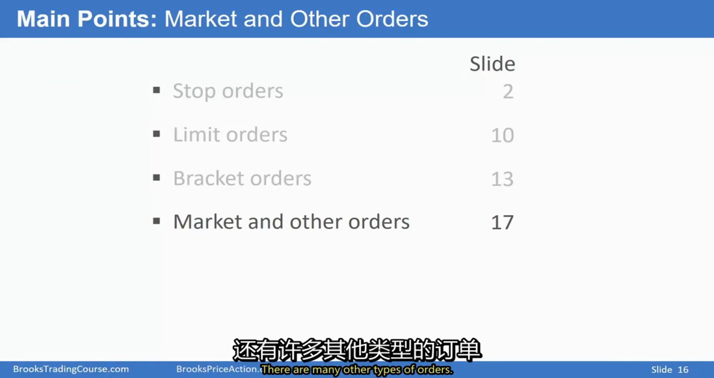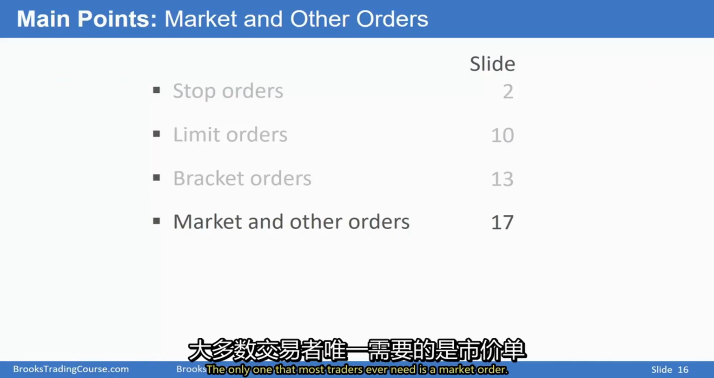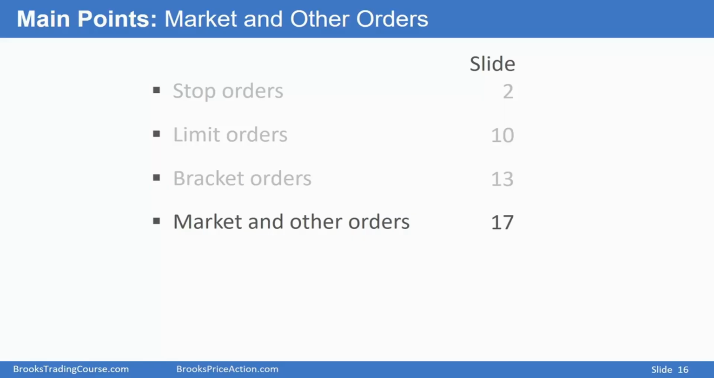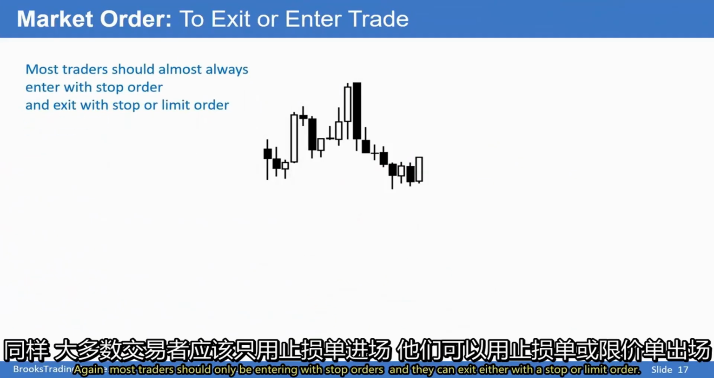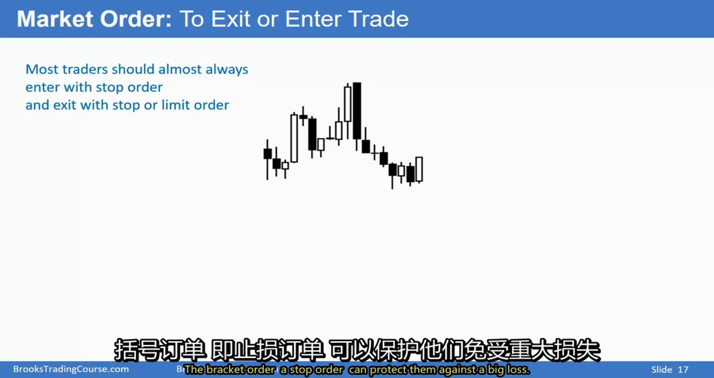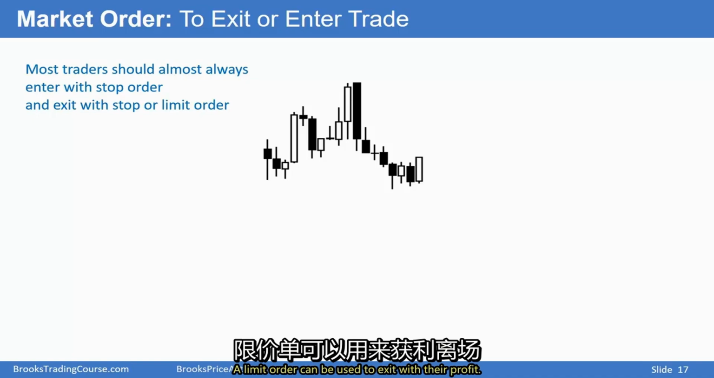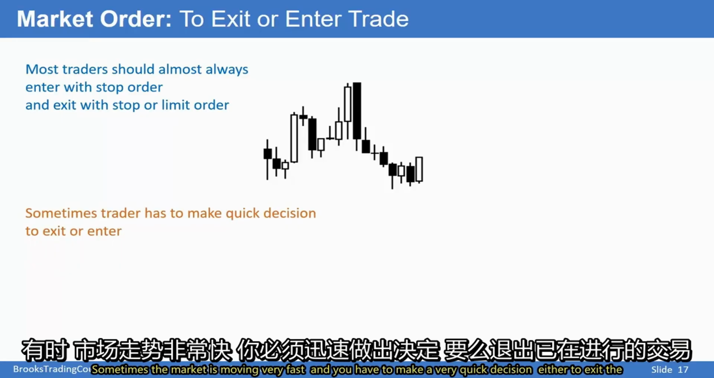There are many other types of orders. The only one that most traders ever need is a market order. Again, most traders should only be entering with stop orders, and they can exit either with a stop or limit order, the bracket order. A stop order can protect them against a big loss. A limit order can be used to exit with their profit. Sometimes the market is moving very fast and you have to make a very quick decision, either to exit a trade that you're already in or to enter a trade.